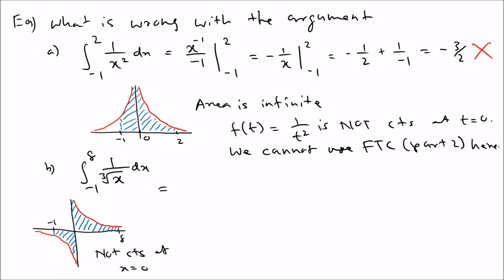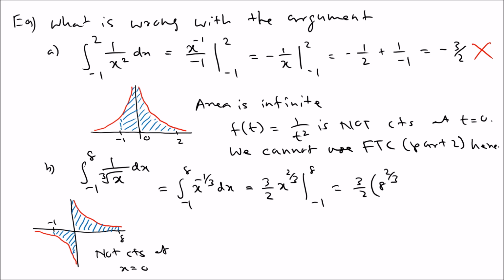Let's say by mistake you write it the same way. So this is the integral from negative 1 to 8 of x to the negative 1/3 dx. So that means you can use the power rule. If you use the power rule, you get 3 halves x to the 2/3. Then you can evaluate at 8 and negative 1. So it is 3 halves times 8 to the 2/3 minus negative 1 to the 2/3. So if you do that, what do you get?